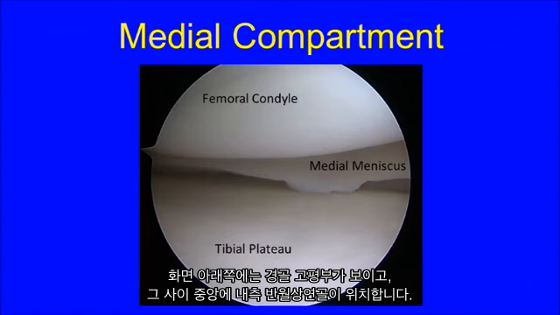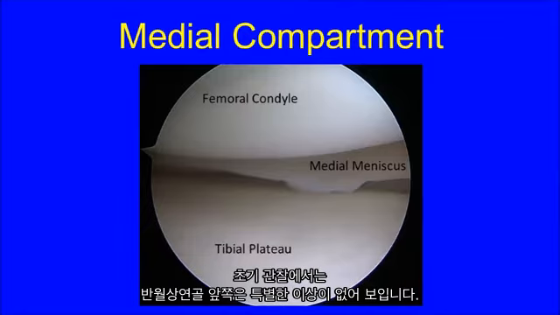For orientation purposes, when the arthroscope is placed into the medial compartment of the knee, the femoral condyle is seen on the top of the monitor, the tibial plateau is seen at the bottom of the monitor, and the medial meniscus sits between these two structures in the middle.